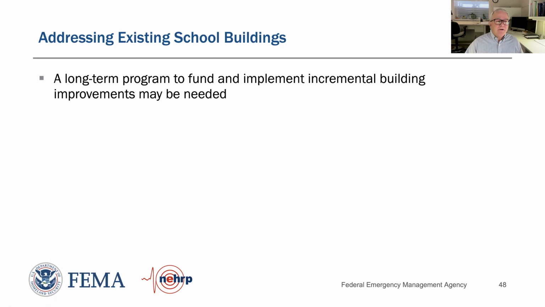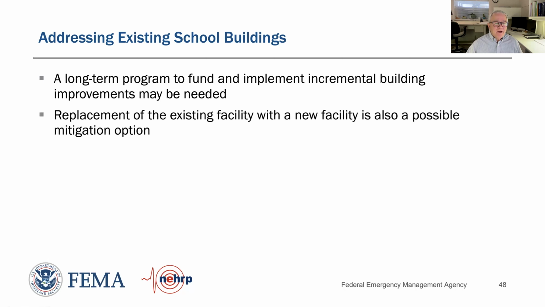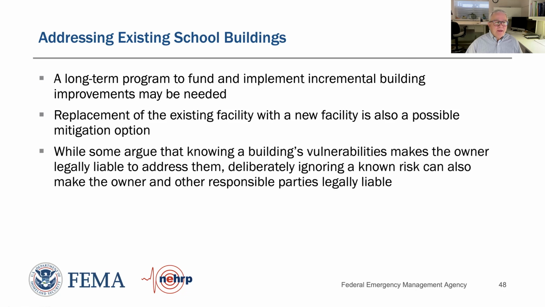That may require a long-term program to fund and implement things like incremental building improvements. The replacement of the existing facility with a new facility is also a possible mitigation option. And then, while some argue that knowing a building's vulnerability makes the owner legally liable to address them, deliberately ignoring a known risk can also make the owner and other responsible parties legally liable.